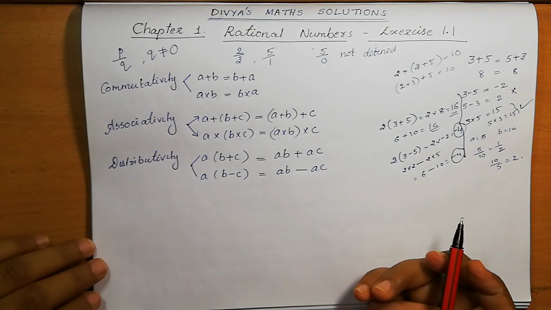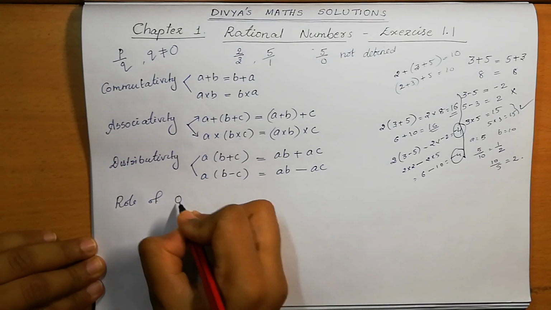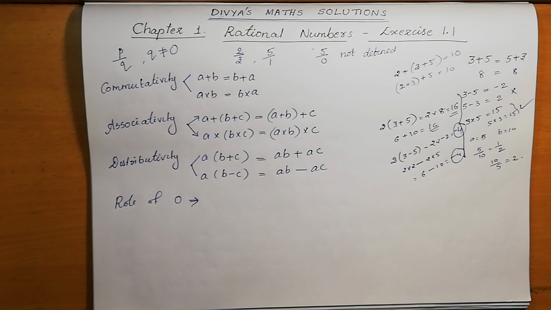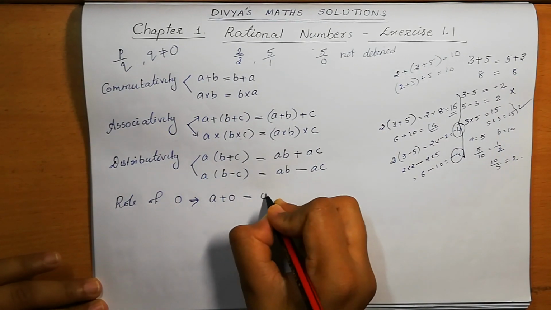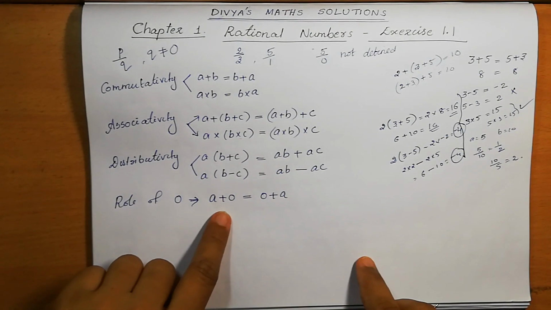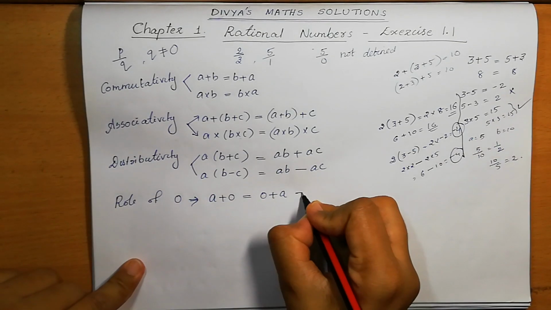First one is role of 0. That means if you are adding 0 to a number, what is the answer? That number itself. Correct. That only. A plus 0 is same as 0 plus A. 2 plus 0, what is the answer? 2. 0 plus 2 is also 2. So we will get A.